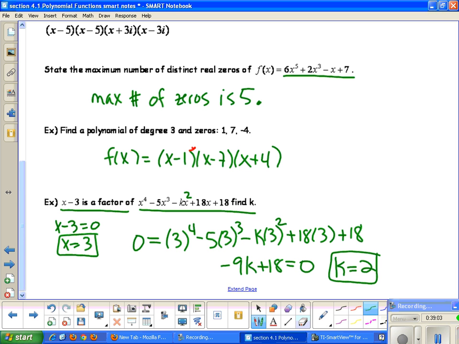Of course, you could always check your answer by plugging the polynomial equation into your y equals and then seeing if you have an x-intercept of 3, or if you plug in 3 and look at your table, you should get a y value of 0.